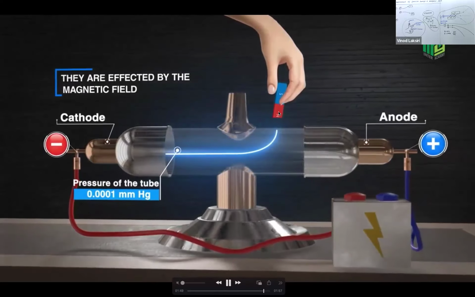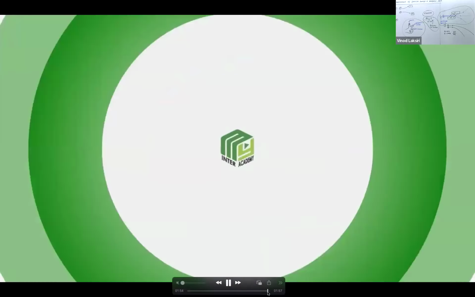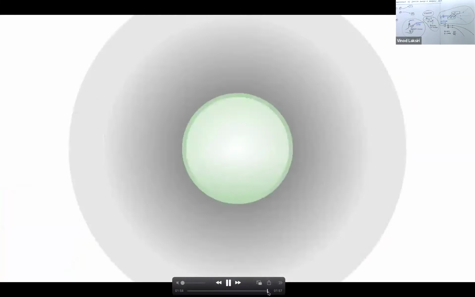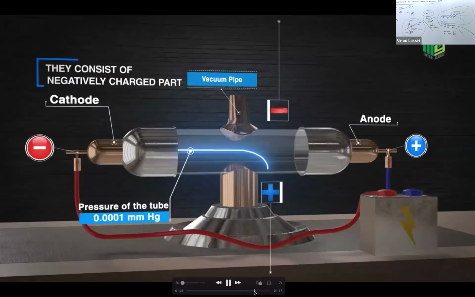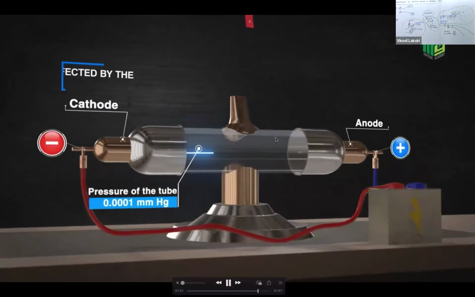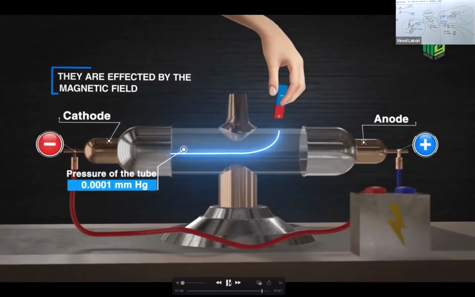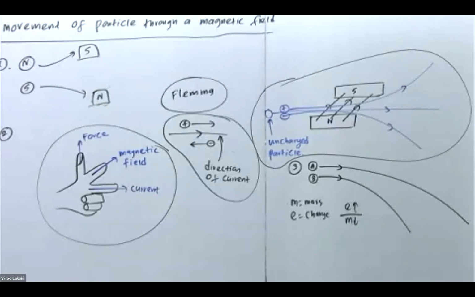This magnetic field is not present on the top of the discharge tube. It is behind the discharge tube. It deflects like this. Right. So those are the properties of cathode rays, and we have another property to discuss.